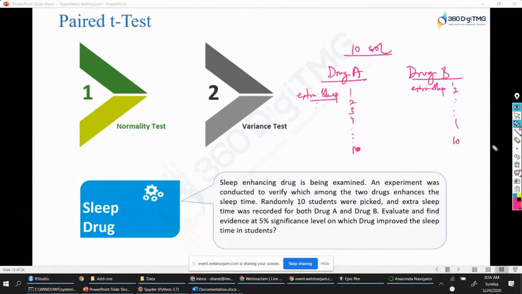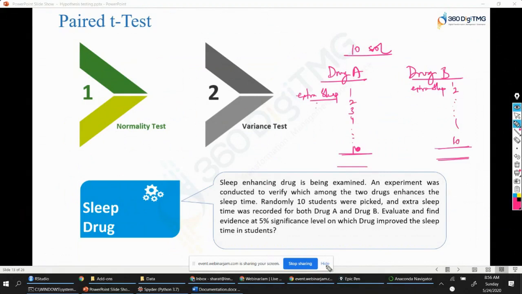This is the experiment we have done. Now we need to prove, on an average, whether this extra sleep that the students, or the volunteers, had is more or this is more. Again, we have only a sample, so we have to estimate a population value, a population parameter, and then compute.